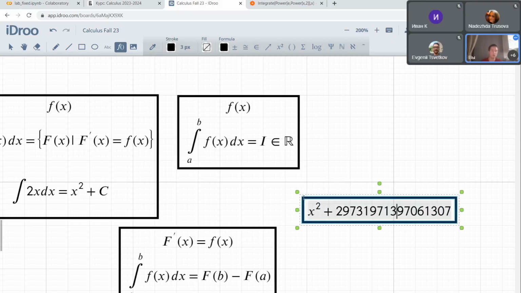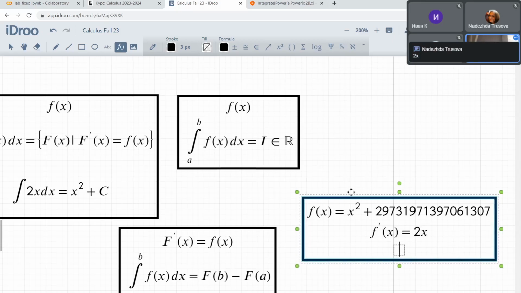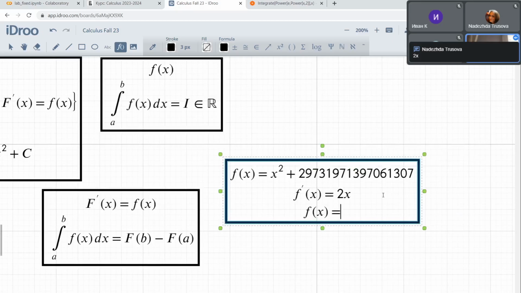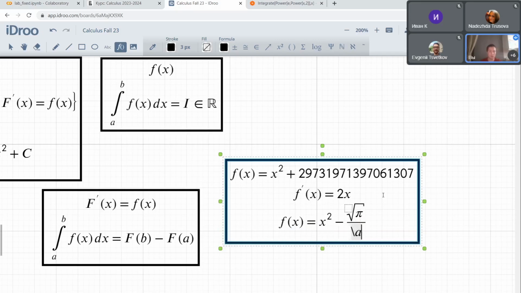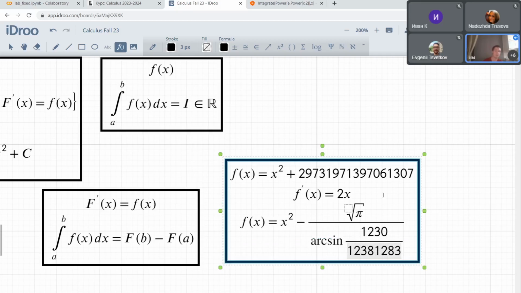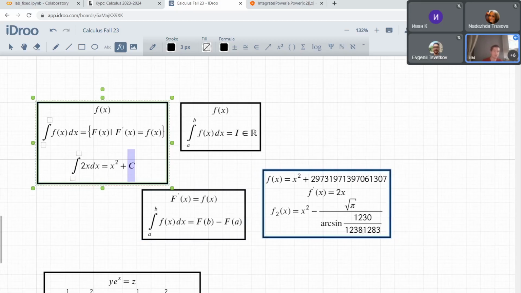What do you know about the derivative of this function? What's the derivative of f(x)? You know that it equals 2x. Of course, you can take f(x) equal to x squared minus the square root of pi over arcsin of this number. Still the derivative of this function equals 2x. So it doesn't matter what constant you use.